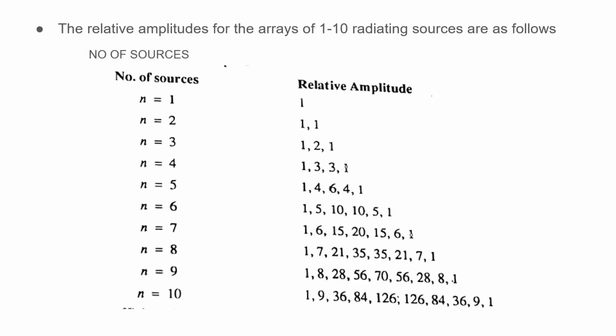Here we can see I already gave you the expression for the binomial series. In that expression, when we substitute n equal to 1, 2, 3 and 4, we will get these relative amplitudes. From these relative amplitudes, you can see that the amplitude of the first element and last element is always 1, and as the value of n increases, the amplitude at the center portion keeps increasing. We can easily remember these amplitudes for different elements using what is called Pascal's triangle.